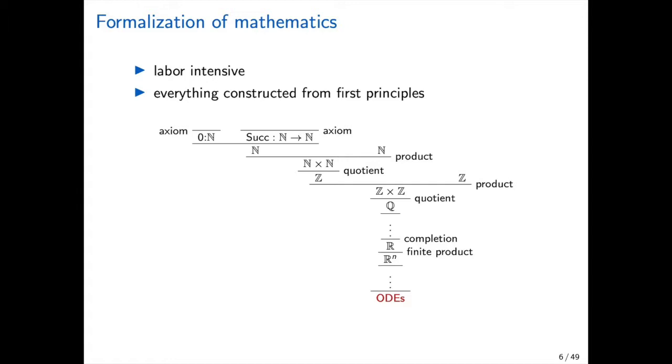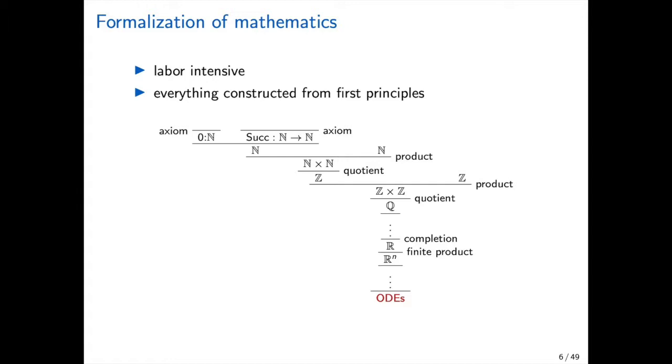Perhaps I can say a bit more about this. So this is an example of how we construct mathematics from axioms of the underlying logic. So from zero and the successor function, you construct natural numbers, taking quotients, you get integers, taking quotients, you get rational numbers. How long does all of this take?